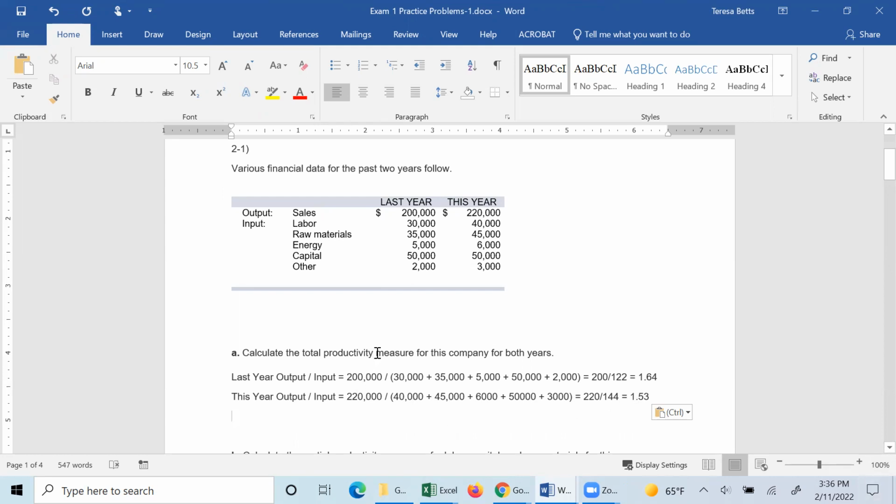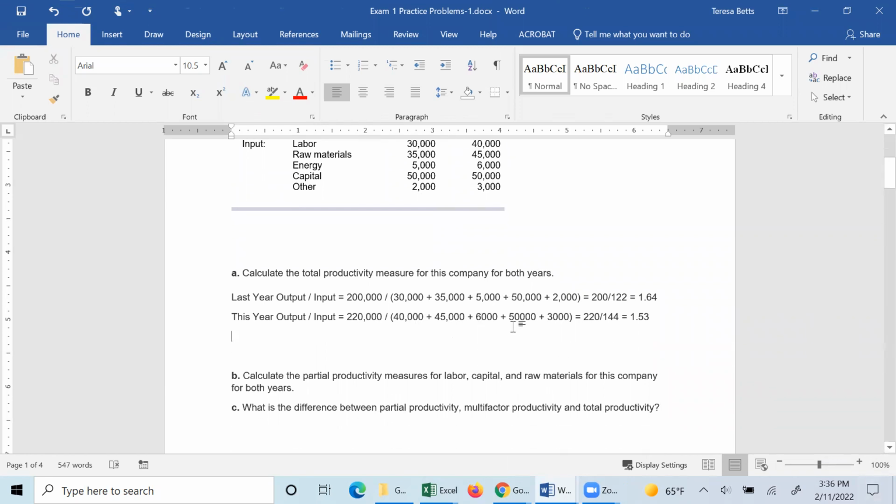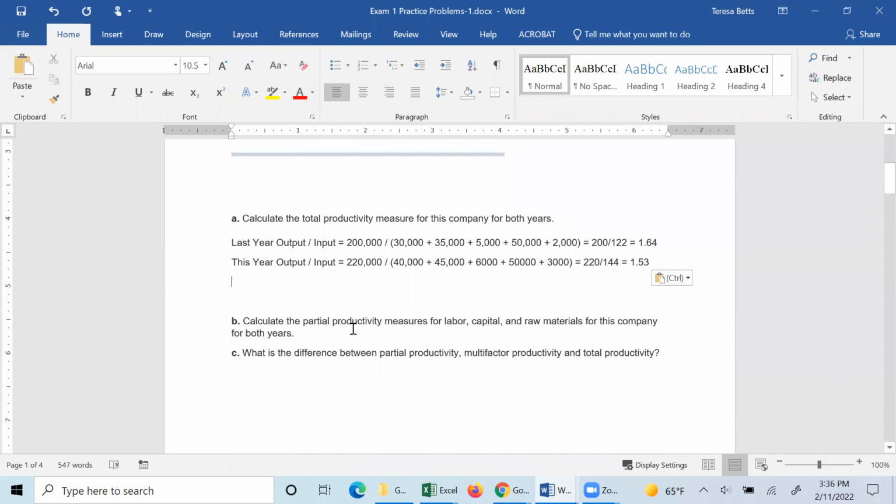So while we had more sales, our productivity was actually lower. And if we compare across, we can see we were a little bit higher on energy. We were quite a bit higher on labor, and raw materials were also higher. So again, if we were trying to assess that, now I'm not going to ask you to assess it on the exam. I'm just going to ask you to calculate it. Okay. And then it says calculate the partial productivity measures for labor, capital, and raw materials for this company for both years.